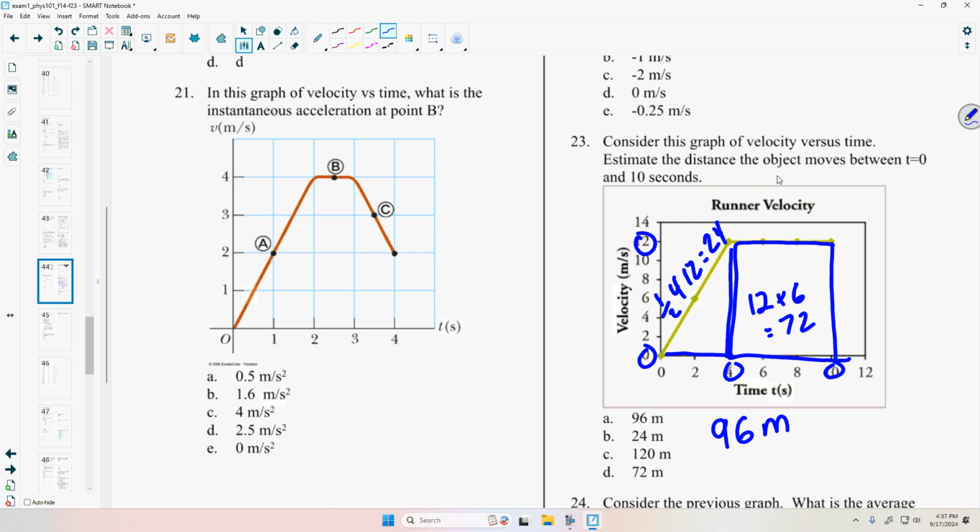All right, Tyrese, does that answer your question? Find the area under the graph to find the distance. When you have a v versus t, find the area. All right, what else?